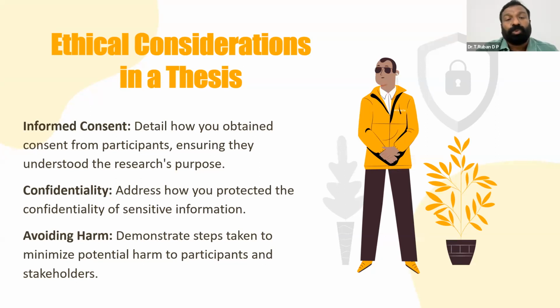There are three ways to ensure the ethical treatment of your research participants. One is, think of informed consent as a mutual action. Detail how you obtain permission from participants, ensuring they know the purpose of your research and agree to take part willingly. It is like making sure everyone is on the same page before the journey begins.